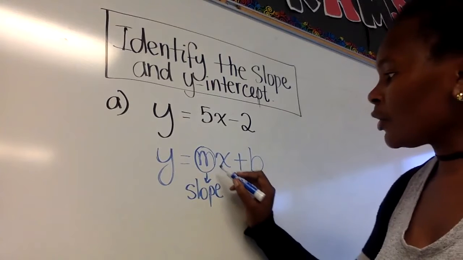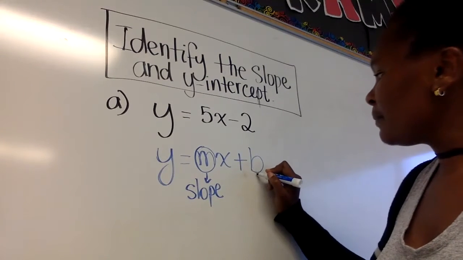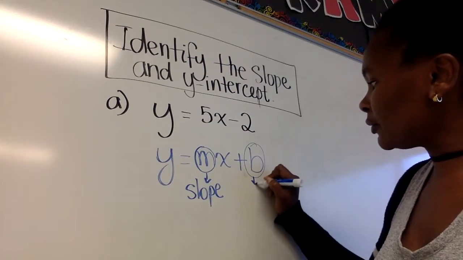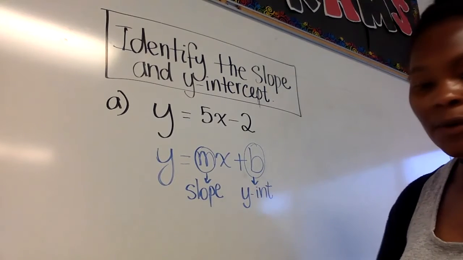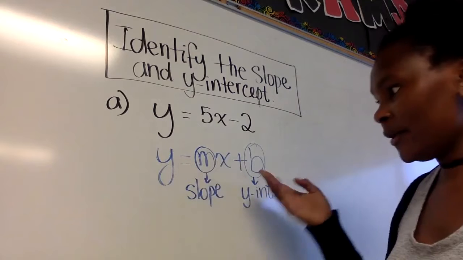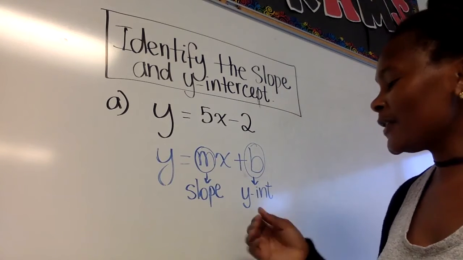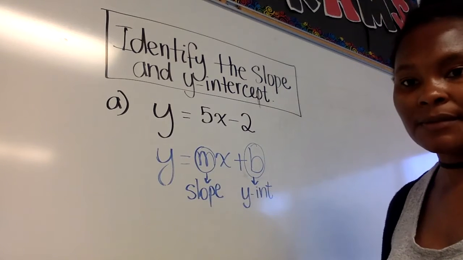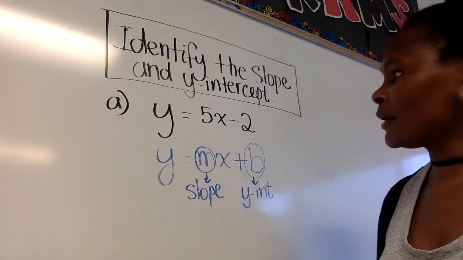So m is the number in front of x. The number in front of x represents the slope. And what does b stand for? b stands for the y-intercept. That's why we call this the slope-intercept form equation, because it gives us a slope and a y-intercept. So let's look at this example: y equals 5x minus 2.